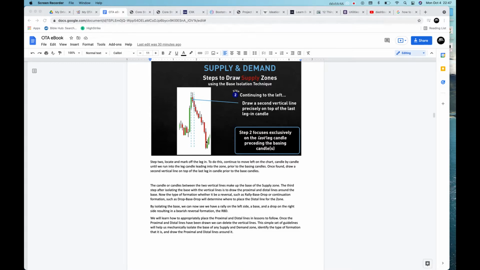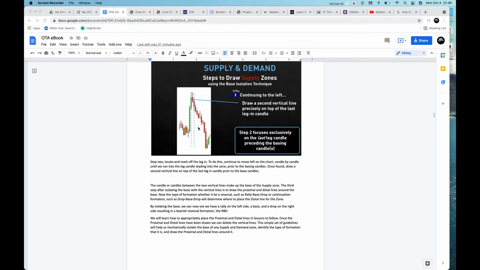But anyway, step 2, locate and mark off the leg in. And to do this, we continue to move left on the chart, candle by candle, until we run into the leg candle leading into the zone prior to the basing candles. And once we've identified that, we then draw a second vertical line on top of the last leg in candle prior to the base candles. Now the candle or candles between the two vertical lines make up the base of the supply zone.